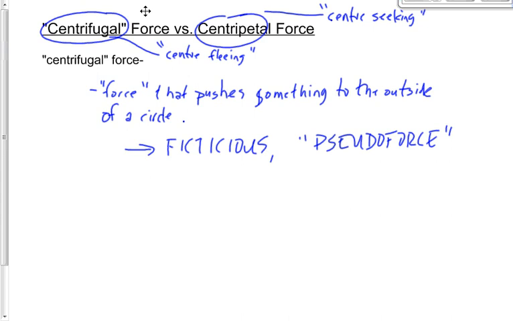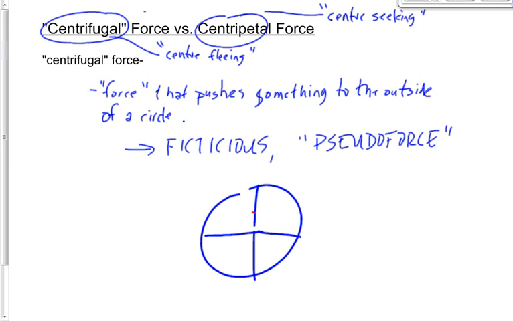So can anybody explain to me why, if I was on a merry-go-round and I let go, I would actually be kind of thrown outwards? Why, if I'm spinning around on the bars of the merry-go-round? When I was in elementary school, you don't see merry-go-rounds very often anymore because too many kids get hurt, I don't know.